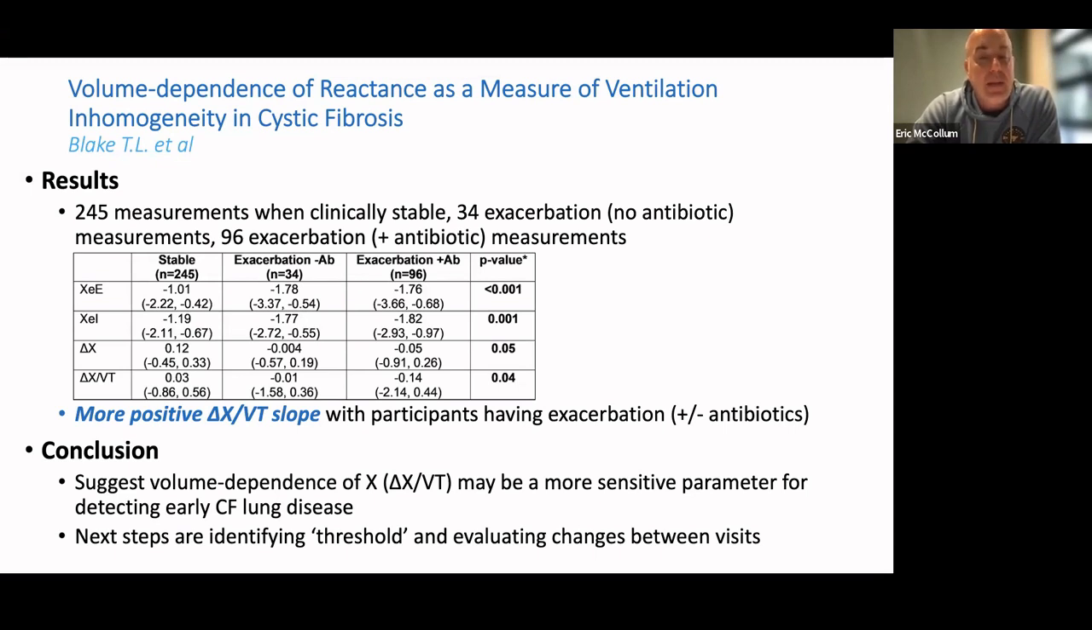And so basically the take home here is that there's a more positive delta X over VT slope amongst participants having an exacerbation, whether or not they're receiving antibiotics, and that was statistically significant. And this suggests that this parameter, volume dependence of X, delta X over VT, may potentially be a more sensitive parameter for detecting early CF lung disease. And they characterize the next steps as now identifying a potential threshold with this parameter and evaluating changes between visits.